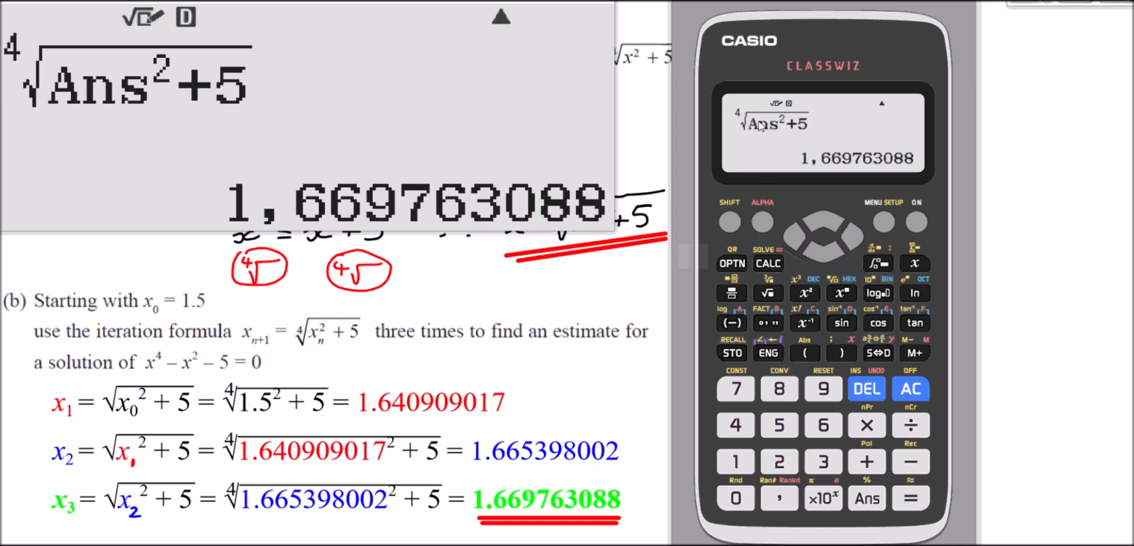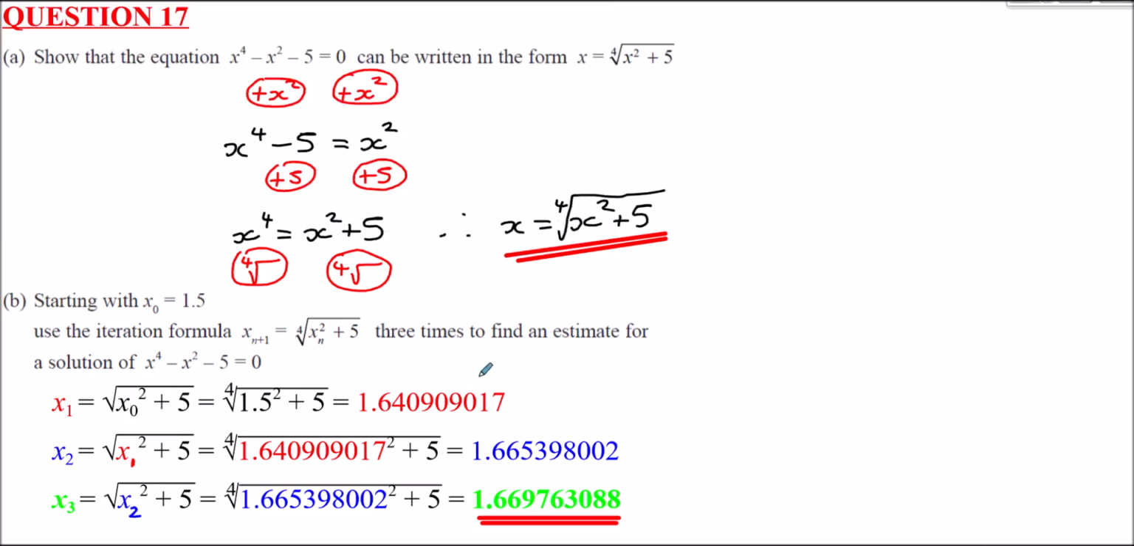1.6697630088. So the Ans function of the calculator does pay dividends, saves time and effort, and makes you very much less likely to make a mispress when typing in a long, weird decimal value. So that's the final answer in green. You can round it slightly if you want to, but if in doubt, just write down fully what your calculator says.